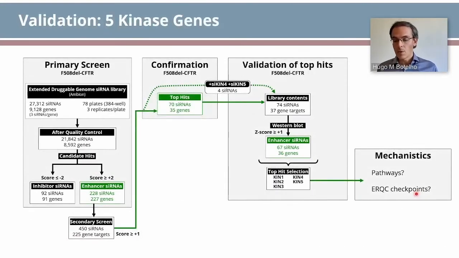At this point, we aimed at the mechanistic description of the connection between the hit kinase knockdowns and the FA-Del CFTR rescue, trying to identify the biological pathways they may act on, or if they target any of the quality control checkpoints.